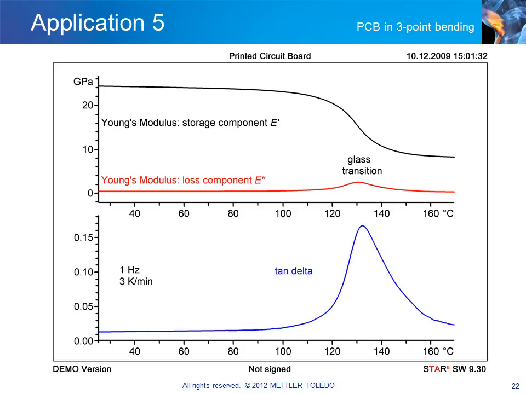The value obtained for the Young's modulus of this printed circuit board was 24.2 gigapascal. At the glass transition, the material softens and the modulus decreases to 8.3 gigapascal. The step in the storage modulus is associated with peaks in the loss modulus and tan delta.